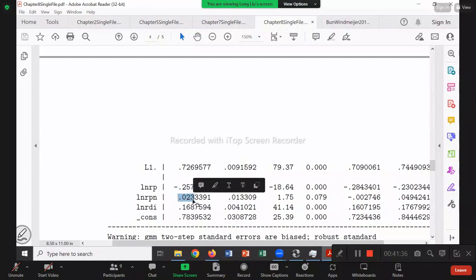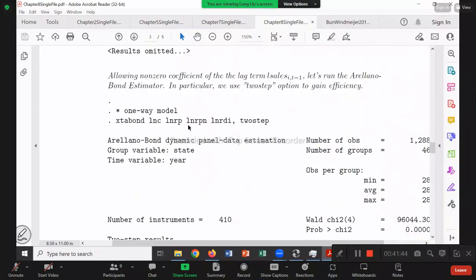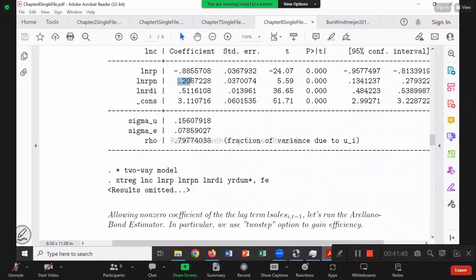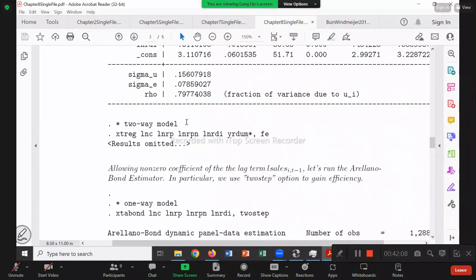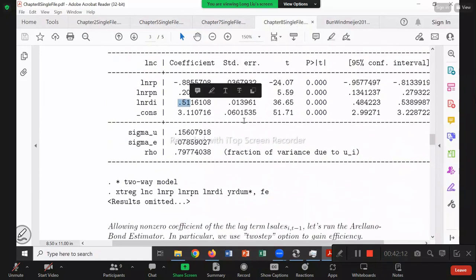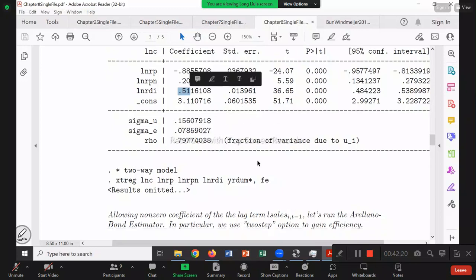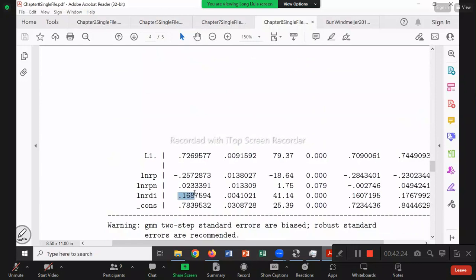Our neighbor's price has an impact that is, again, much smaller, 0.02. Before, our neighbor price coefficient was 0.20, but now the Arellano-Bond estimator says only 0.02, much smaller. And similarly for the income effect, the Arellano-Bond estimator says 0.168. Fixed effect again overestimates a lot: fixed effect says 0.51, but the Arellano-Bond estimator says it is much smaller, only 0.168.